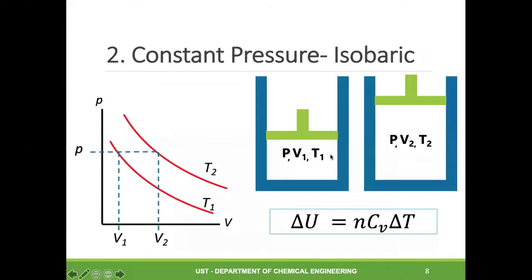Now, for the isobaric process or constant pressure process, the pressure here remains constant in the PV diagram. So this is represented by a horizontal line. We have a change in volume from V1 to V2, as well as a temperature change from T1 to T2. In terms of the delta U value, this is equal to n Cv delta T.